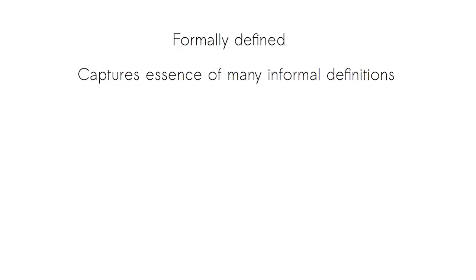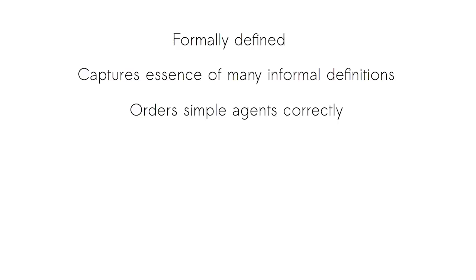Another point. If you look at it theoretically, you can figure out that it correctly orders simple agents. So you can measure the intelligence of the most trivial learning algorithms you can imagine. And you can actually start to distinguish between them and see the difference in intelligence, theoretically.